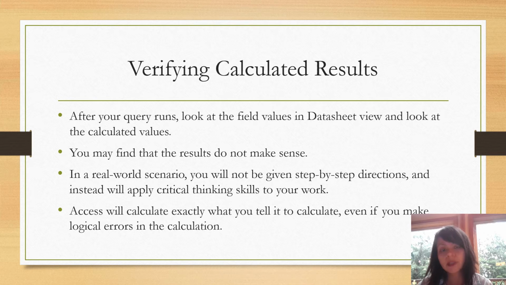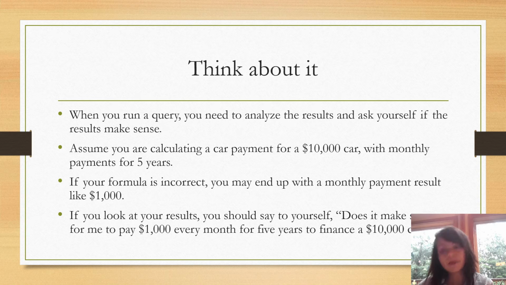Access is going to calculate exactly what you tell it to calculate, even if you make logical errors in the calculation. I think we talked about this before when we were studying Excel, that the logical errors are really the most difficult ones to pick out. So I want you to stop and think about it when you're doing your exercises and running queries in Access. When you run a query, you need to analyze the results and ask yourself if the results make sense. So spend some time, think about it.